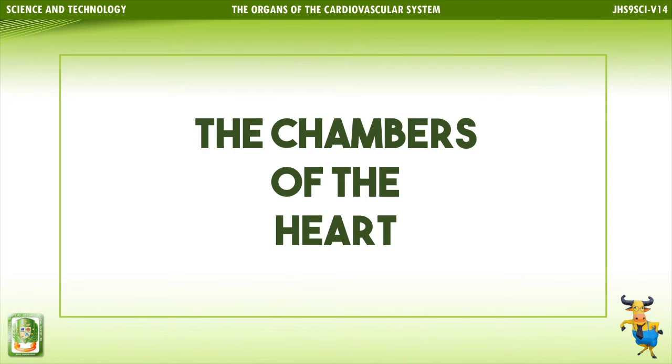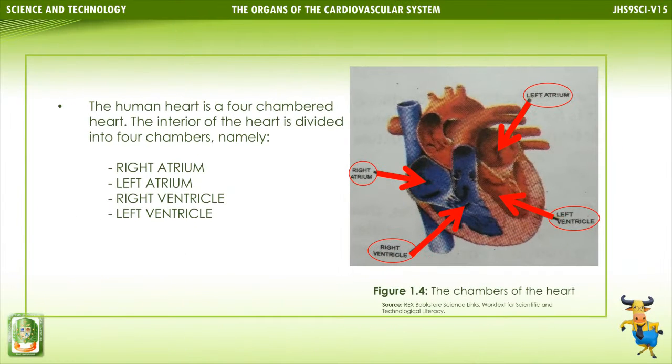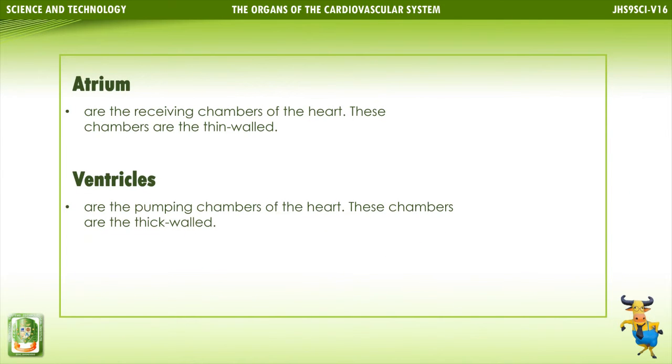The chambers of the heart. The human heart is a four-chambered heart. The interior of the heart is divided into four chambers, namely right atrium, left atrium, right ventricle, and left ventricle. What is the difference between atria and ventricles? Atria are the receiving chambers of the heart. These chambers are thin-walled, while ventricles are the pumping chambers of the heart. These chambers are thick-walled.